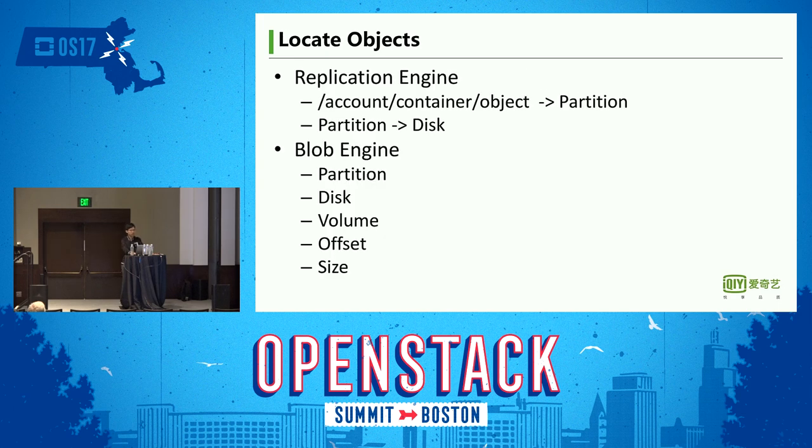About object locating, we know that in the replication engine, the partition number is calculated from the object ID. Then the system will look up the device with the partition in the ring files. But that's not enough in the blob engine because there is actual information required, for example, the path of the volume file, the offset, and the size of the object.